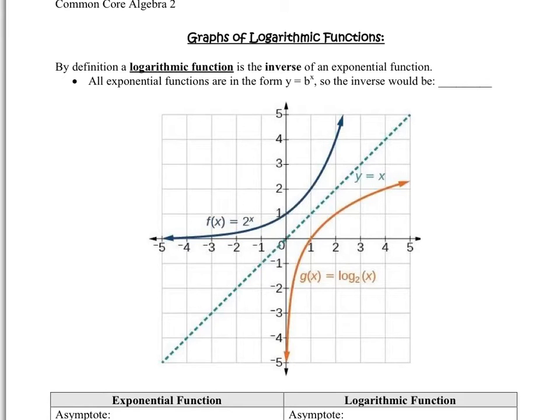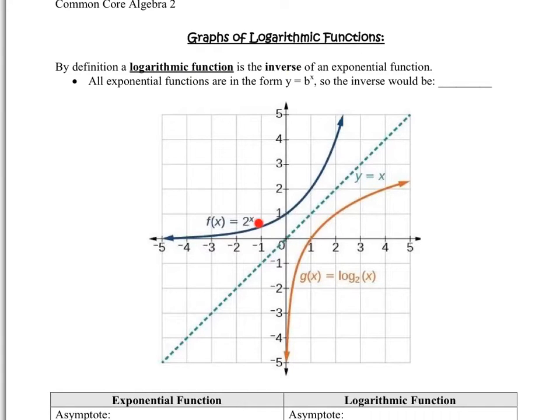Hi everyone. In today's lesson we're going to talk about graphs of logarithmic functions. So by definition, a logarithmic function is the inverse of an exponential function. Yesterday we talked about inverse. We said inverse is the reflection over the line y equals x.